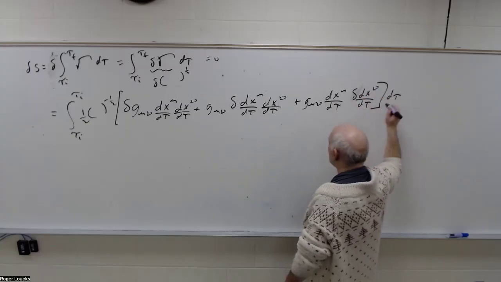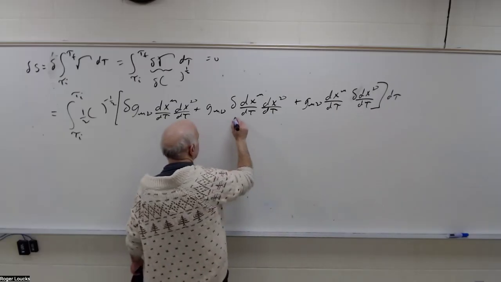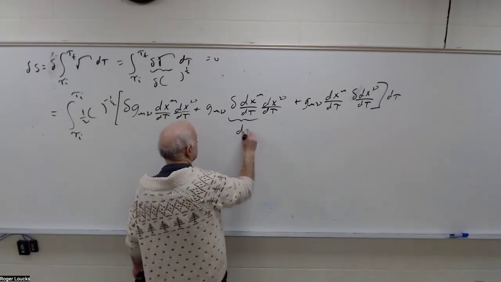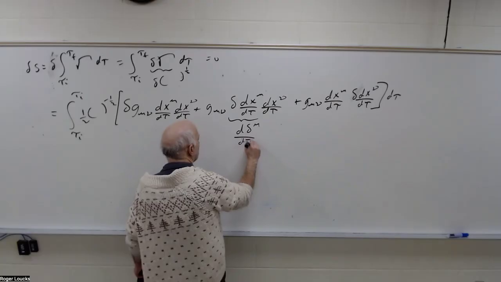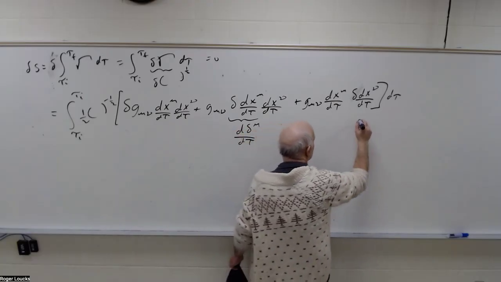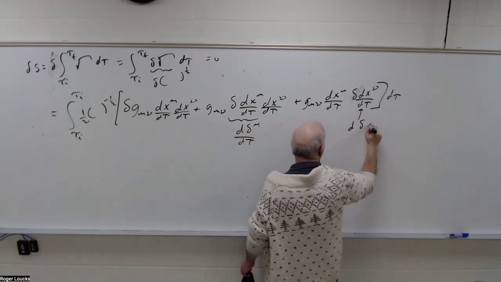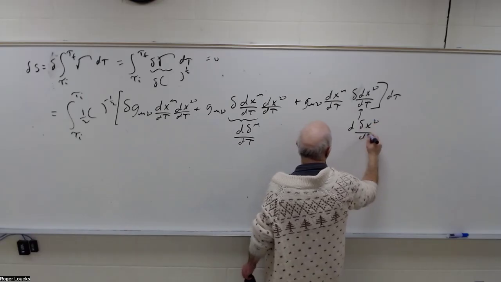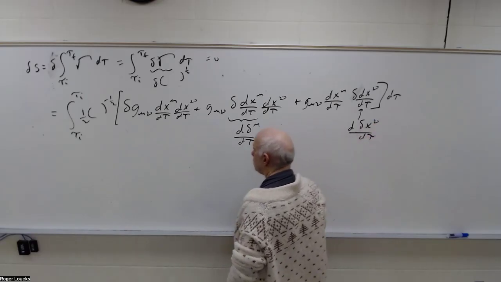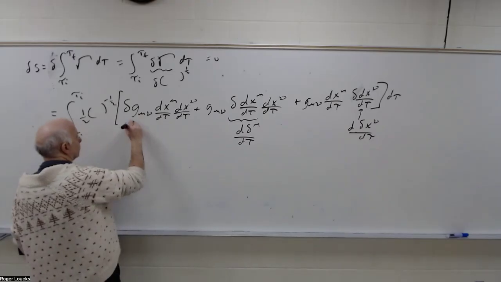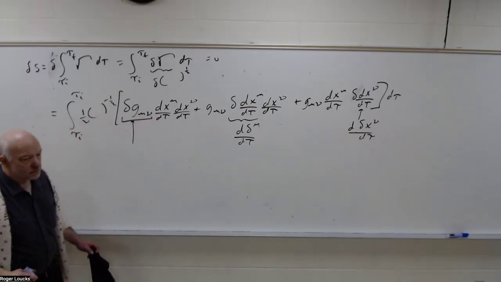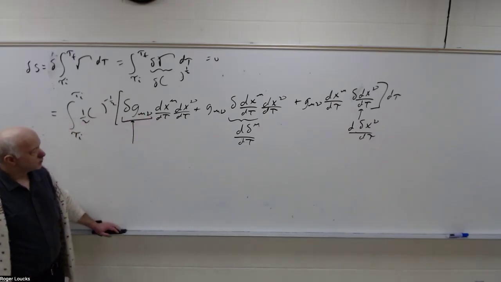Okay, now what we can do with this term here, I can write this as d delta x mu d tau. I can write this term here as d delta x nu d tau. And what did we say we could write this term as? Maybe we didn't.